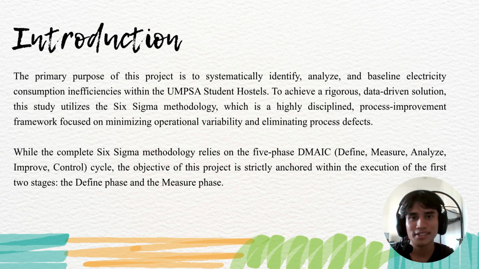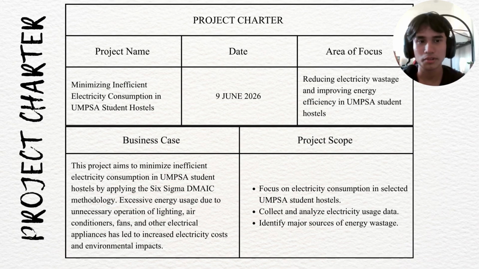While the complete Six Sigma methodology relies on the five phases, define, measure, analyze, improve, and control, known as the DMAIC cycle, the objective of this project is strictly anchored within the execution of the first two stages, which are the define and measure phases. Okay, so let's move on to the project charter.